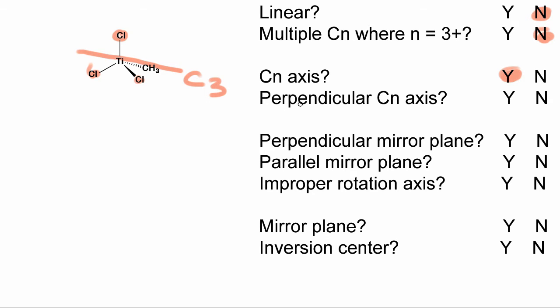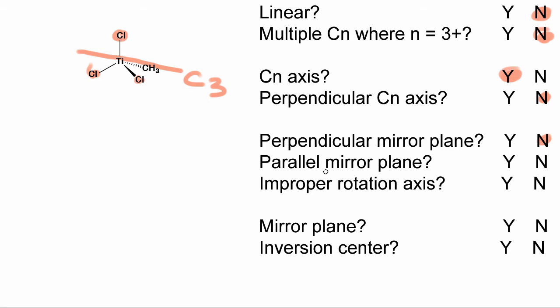However, the next question is, do we have a perpendicular Cn axis? And the answer to that question is no, because we can't find one anywhere that will rotate any of these chlorides back into each other and leave this methyl alone as well. So we'll say that this is a no. And based off of this, we already know that we're going to have a C-type point group. The next question is, do we have a perpendicular mirror plane? Looking at this molecule, we don't have a perpendicular mirror plane because it's tetrahedral. So that is a no.